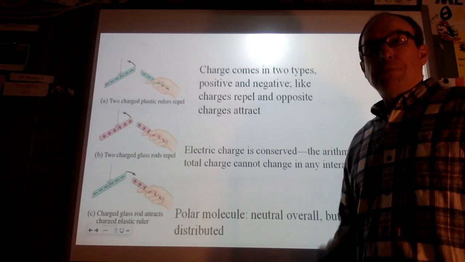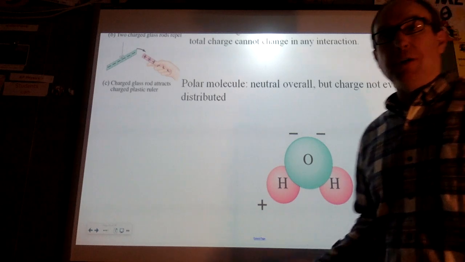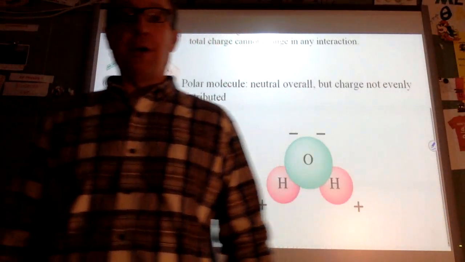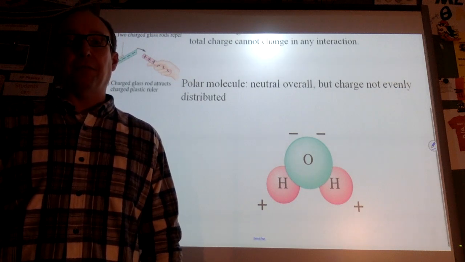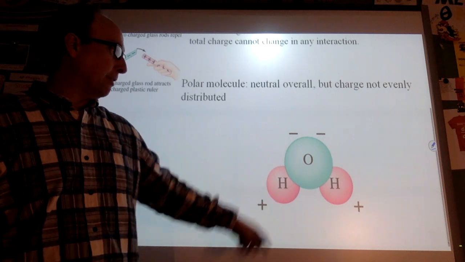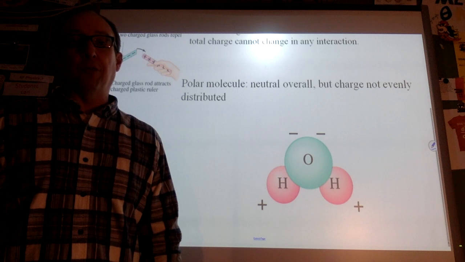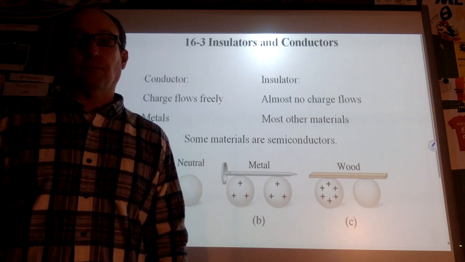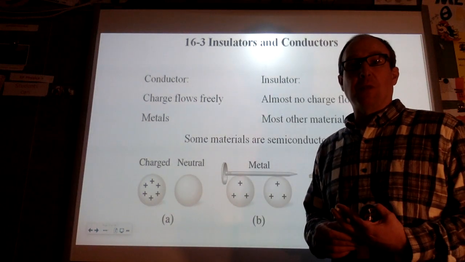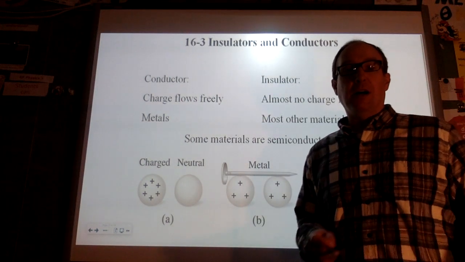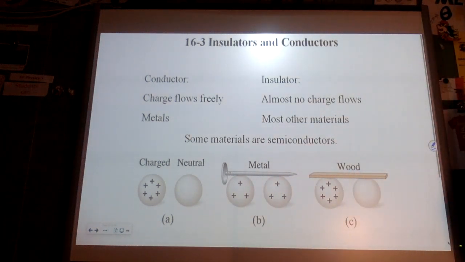Some of this stuff, just like magnetism, goes all the way down to the atomic level. A good example of this is water. Water is a polar molecule. It has a side that's negative and a side that's positive. Our oxygen side ends up being negative, our hydrogen side ends up being positive. Water will behave like it has an overall charge. It'll be polarized. I showed you guys a number of demonstrations with conductors and insulators. Conductors are things that will allow charge to flow freely. Insulators, they won't.